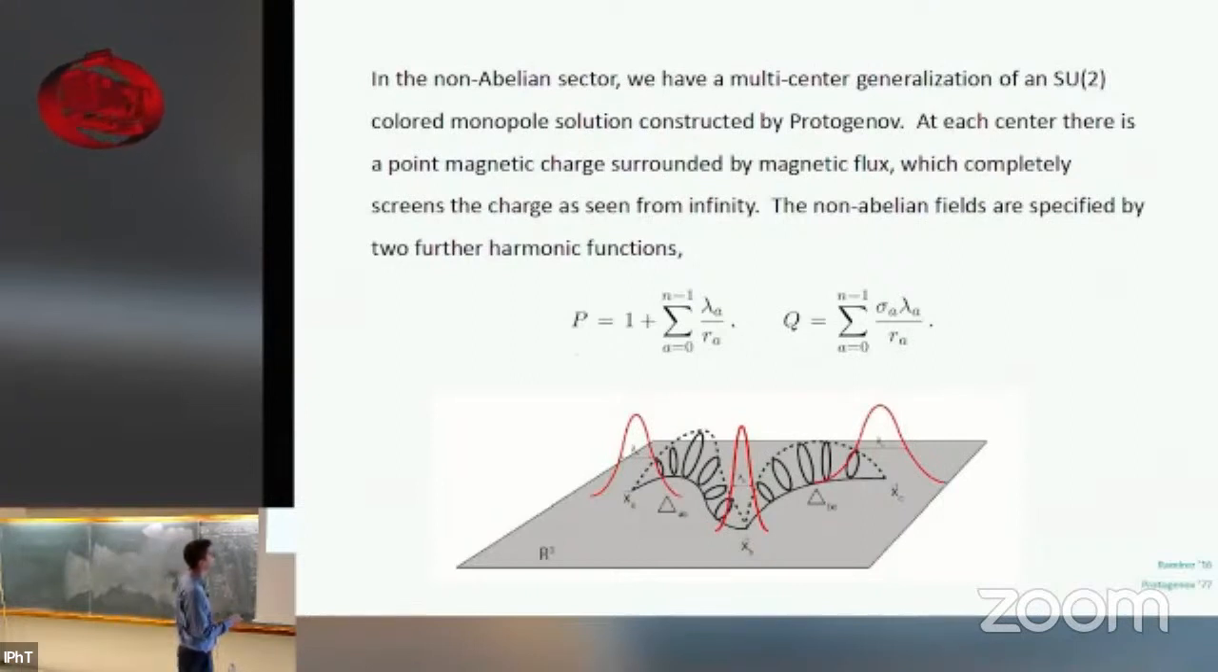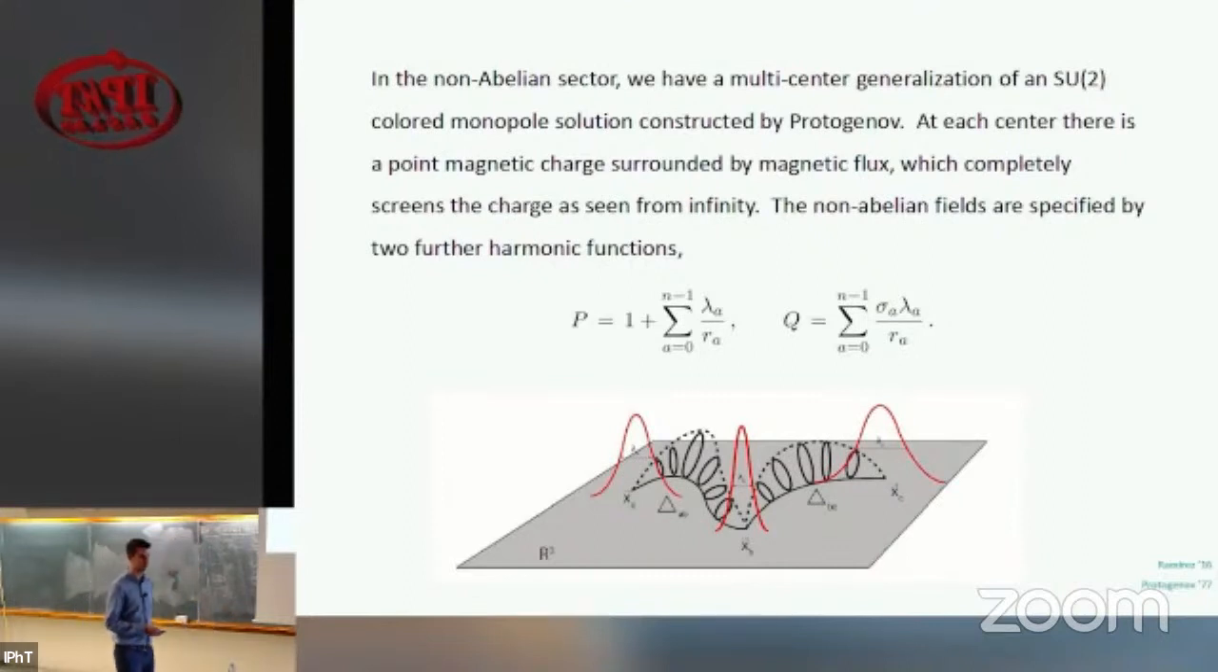No. The sigma is a parameter which will be fixed by regularity in a moment. The index on sigma is the center index. Now, in my bonus slides, if you want to see the details of the monopole, it involves the SU2 Pauli matrices.